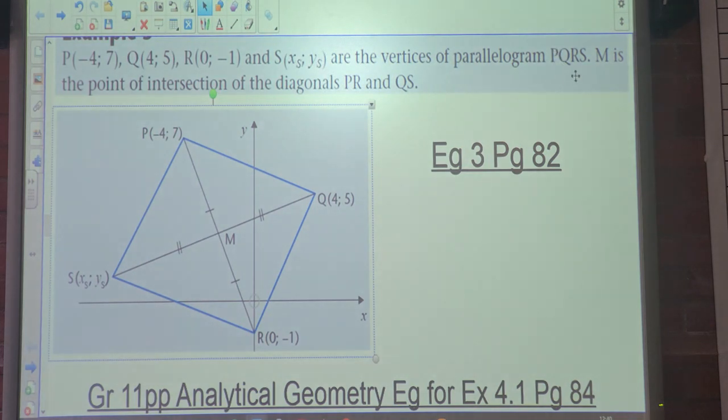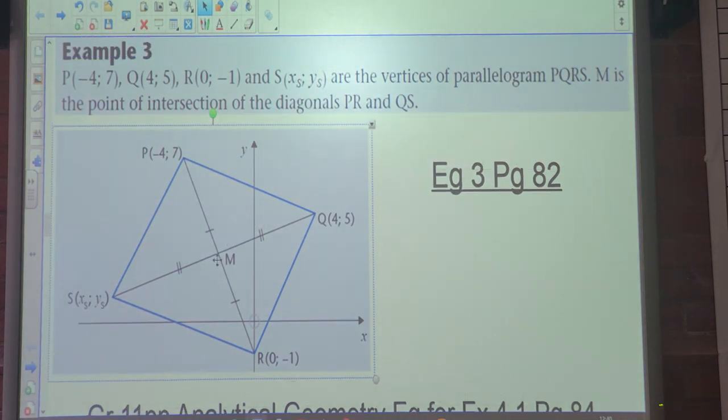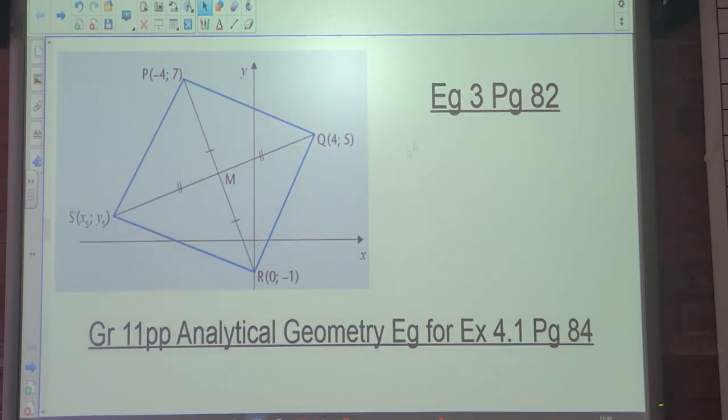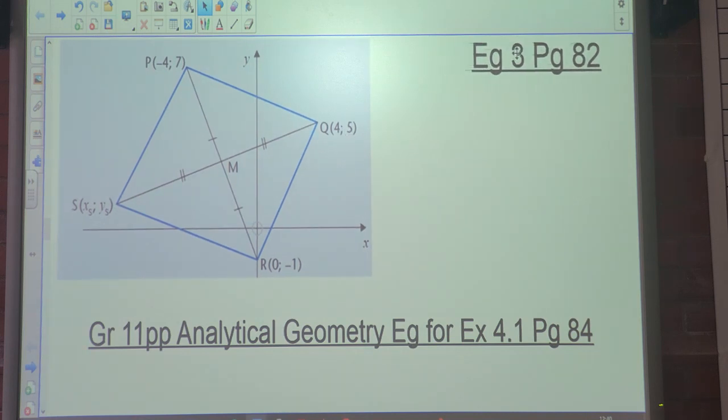Of parallelogram PQRS, M is the midpoint. So I can work out this midpoint here, no? Considering I got those 2 points of the diagonal PR. This is example 3 on page 82. No? 83. 83.